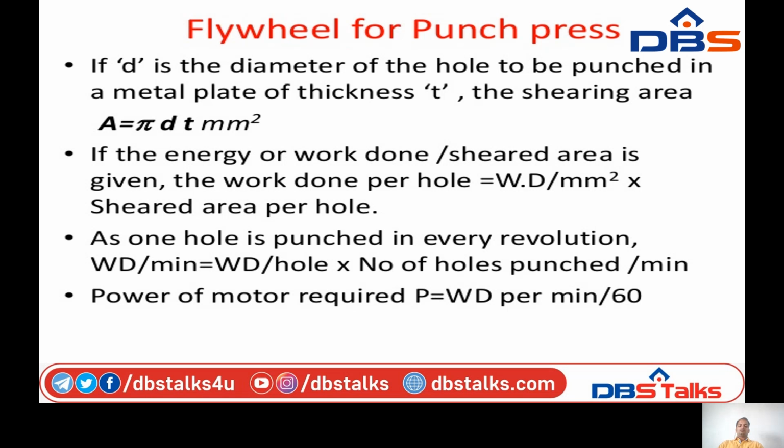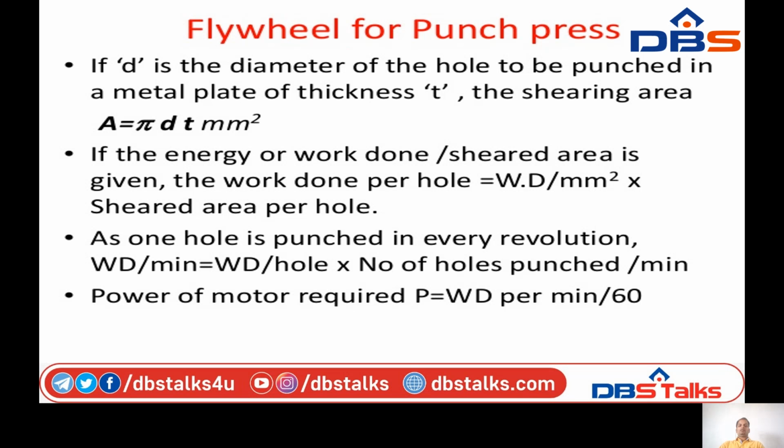Further, let d be the diameter of the hole to be punched in a metal plate of thickness t. With that, the shearing area A is equal to pi d into t.